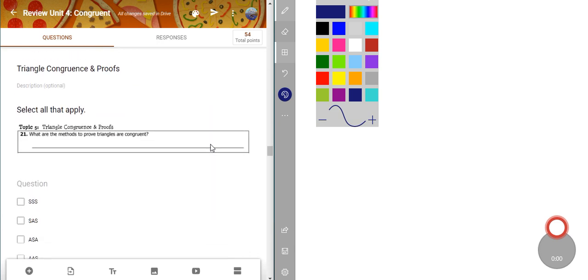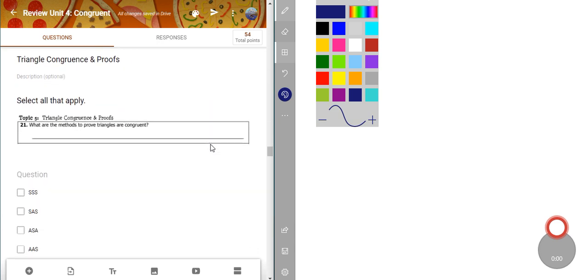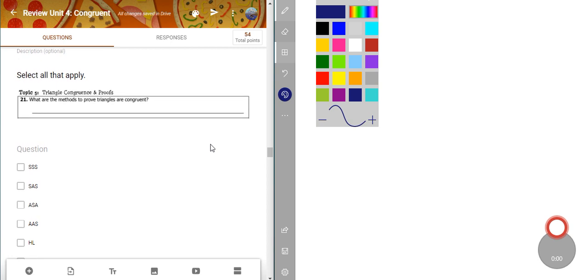Select all that apply, triangle congruency. What are the methods to prove triangles are congruent? You could have side, side, side. All 3 sides are congruent. You could have side, angle, side. Okay, so this is all 3 sides are congruent.